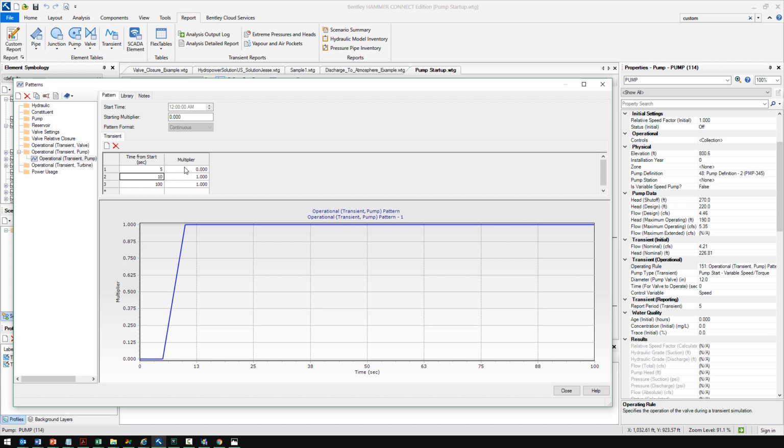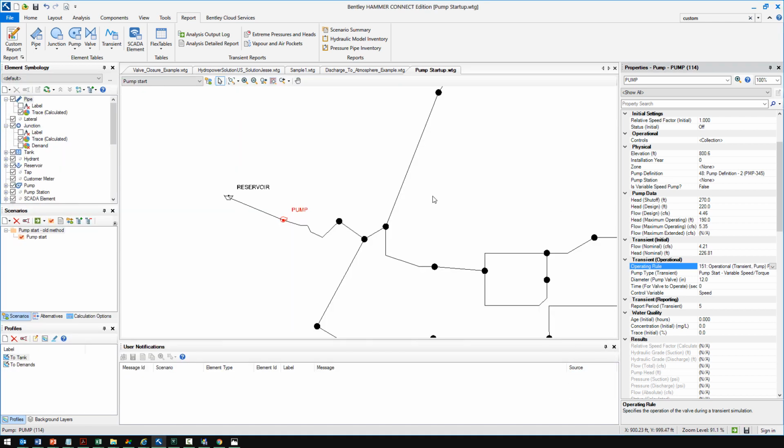Again, be careful about this and realize that if you're flipping the switch, so to speak, it takes some time for the actual impeller speed to get up to full speed. So one thing to consider would be to use torque instead of speed for the control variable. And then in your pattern, you can just say between 5 and 5.1 seconds. It's sort of an instant on, and then the pump impeller will start to spin up based on the inertia. So that's the main way that you set up a pump startup.